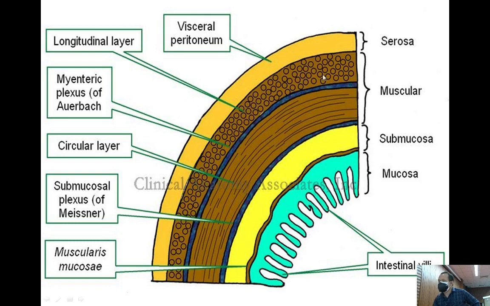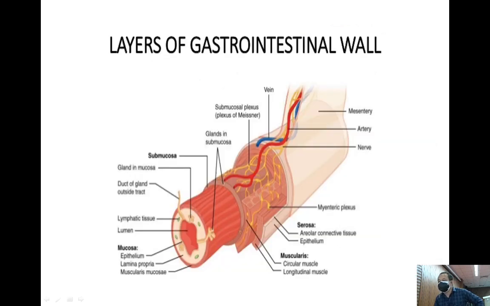Okay, and otherwise, on the whole, if you look at the gastrointestinal tract, this is a uniform structure. It has all these layers. Okay, so this is another view of the gastrointestinal tract.